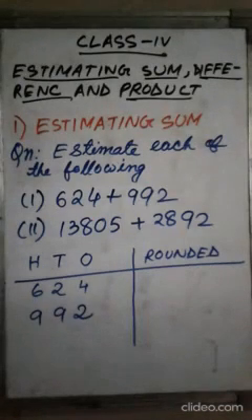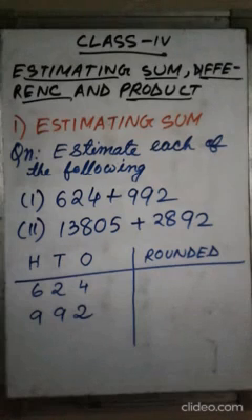Now estimating sum, difference and product using the rounded off numbers. The first thing we shall do, estimating sum. Question: estimate each of the following. Question number 1, 624 plus 992. And number 2, 13805 plus 2892.